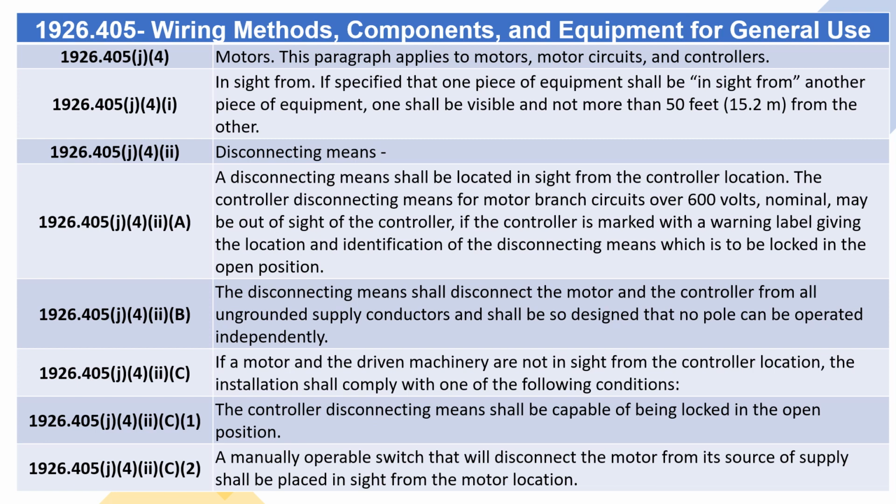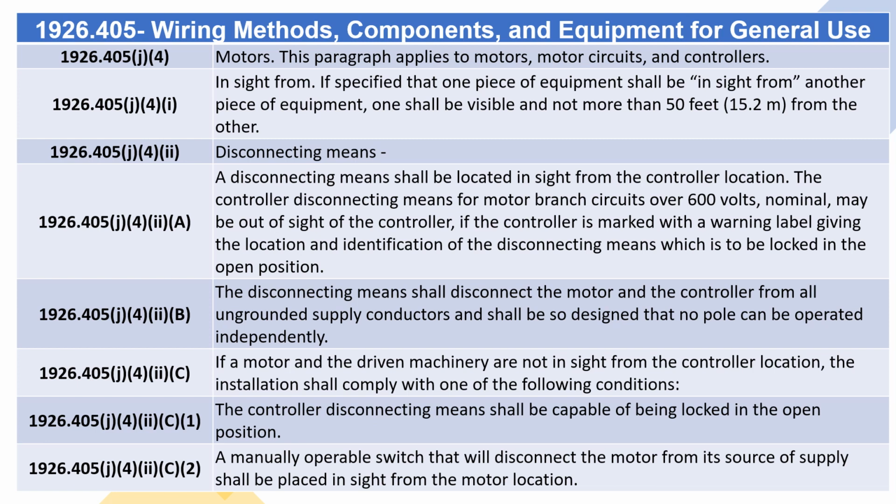1926.405(J)(4)(ii)(B) The disconnecting means shall disconnect the motor and the controller from all ungrounded supply conductors and shall be so designed that no pole can be operated independently. (C) If a motor and the driven machinery are not in sight from the controller location, the installation shall comply with one of the following conditions. (1) The controller disconnecting means shall be capable of being locked in the open position.